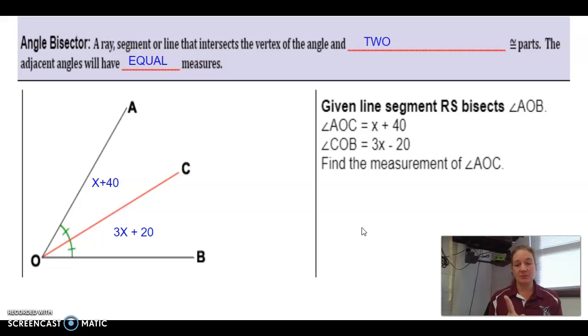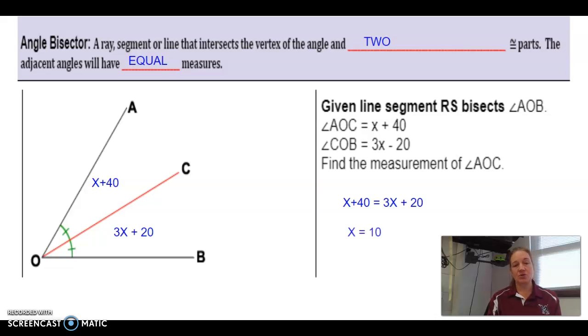Remember, step 1, label your drawing. And now I need to find the measure of angle AOC. Well, I'm not talking about little piece, big piece. I don't have the big piece. But what do I know about angle AOC and angle COB? They have the same marks here, so they're equal, right? So I'm going to set up my equation. I'm going to find x, and I'm going to plug it back in and find the measurement of AOC. So you guys go and do that now on Edpuzzle.